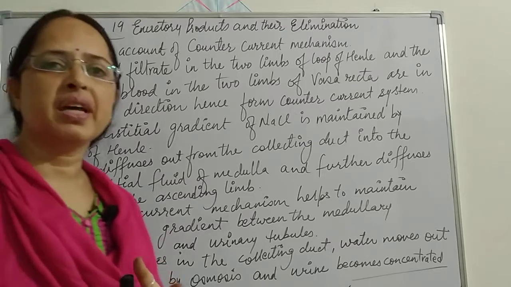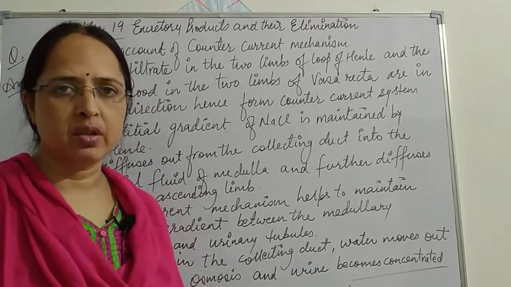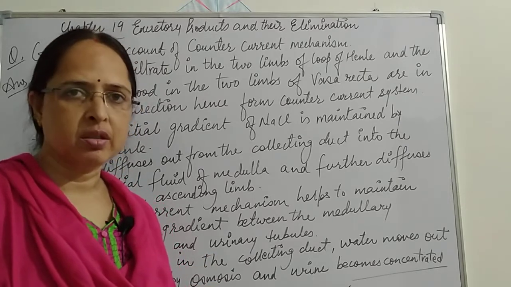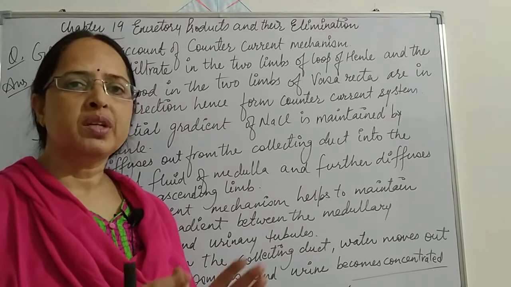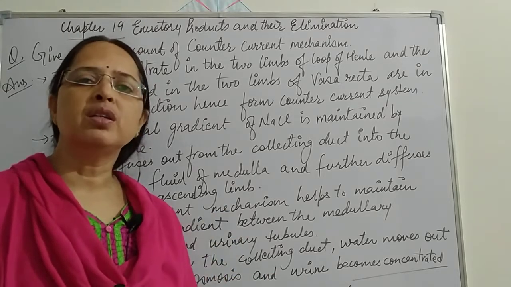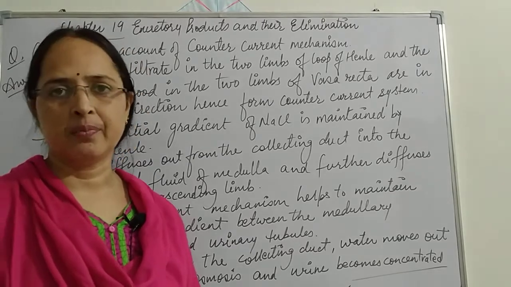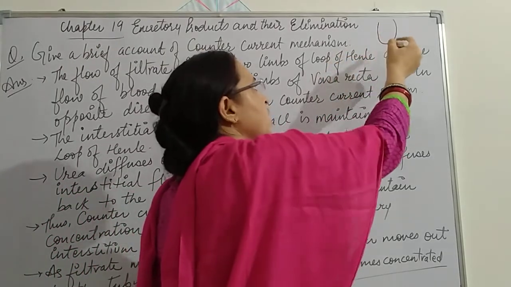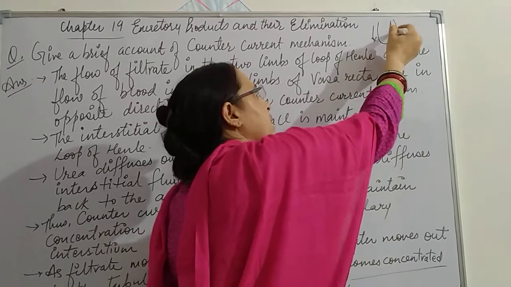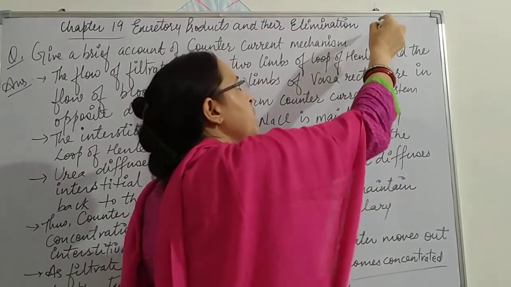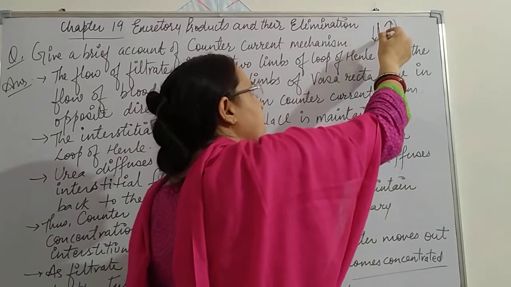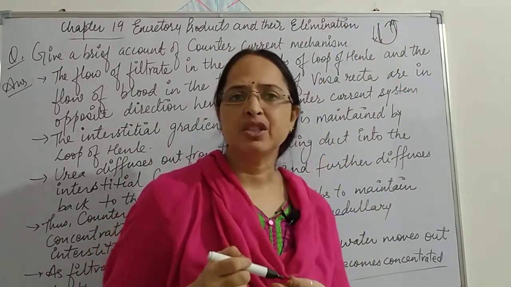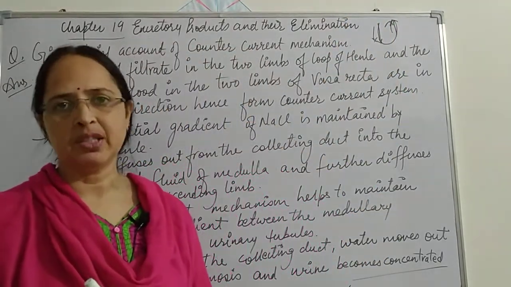In the counter current mechanism, when we look at the diagram of the nephron, the loop of Henle is a U-shaped tube structure, and a tube runs parallel to the loop of Henle, that is the vasa recta. When we make a U shape, we can clearly see the descending limb and the ascending limb. The filtrate moves downward in one limb and upward in the other. That means the direction of flow of the filtrate is opposite in the two limbs.